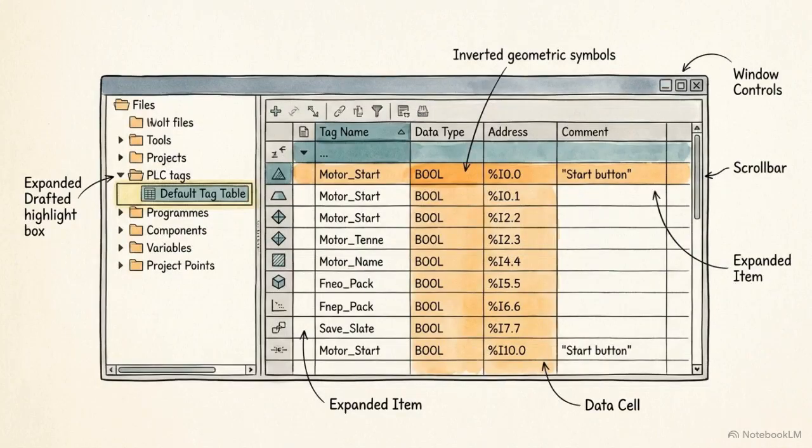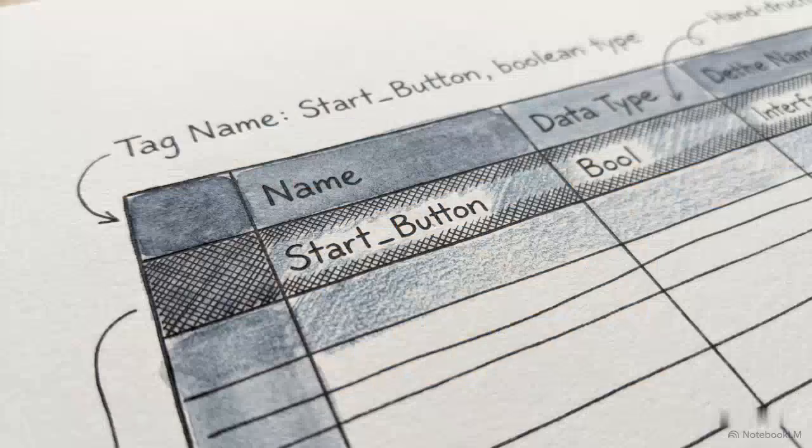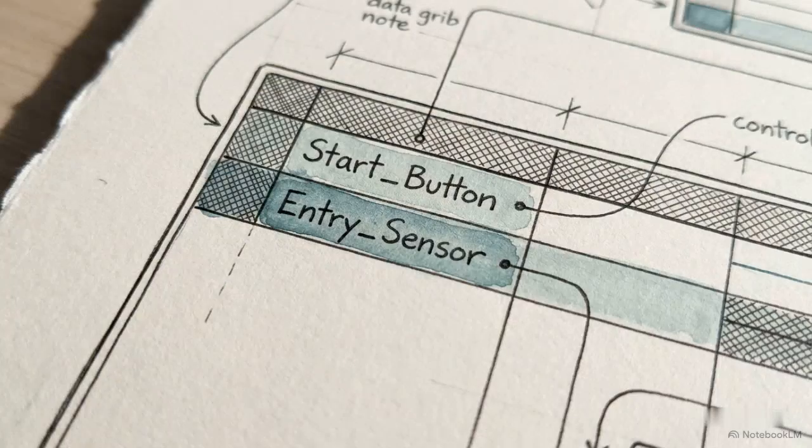In TIA Portal, navigate to your PLC tags and open the default tag table. Here, we define the starting conditions. Add 2 inputs to the table, one for the manual start button and one for the sensor that detects when a part enters the booth.